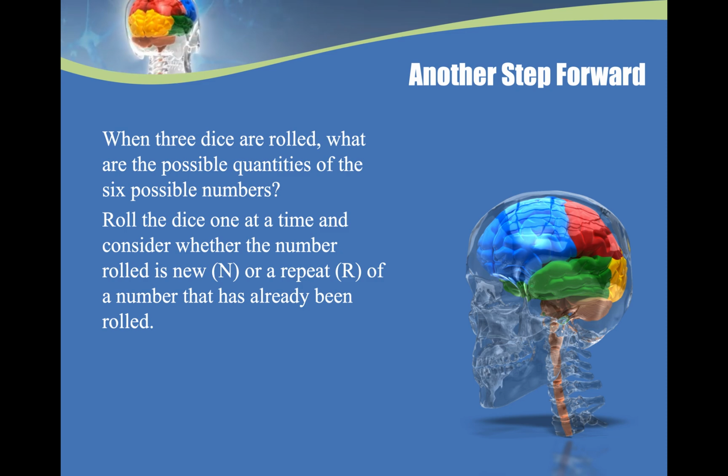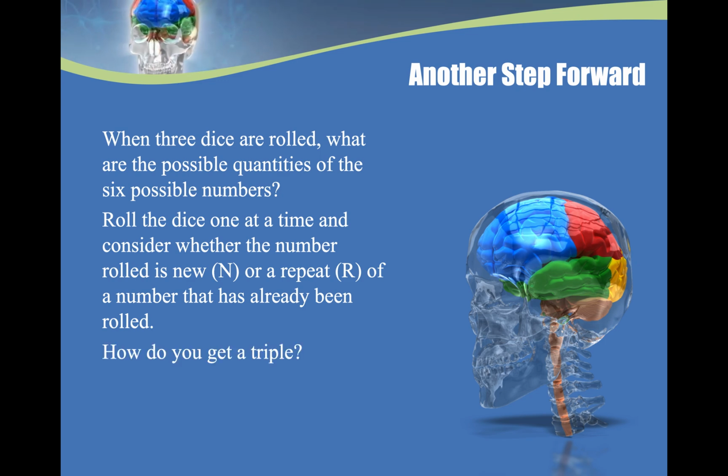So we're going to tackle this problem with the scheme of whether a number that's rolled is new or a repeat of a number that has already been rolled. We're going to roll the dice one at a time. Is it new? Is it a repeat? That's it. That's our scheme.